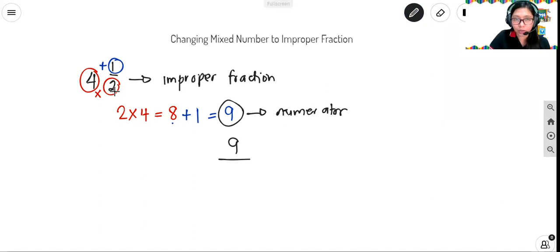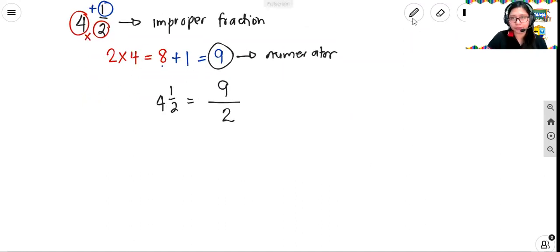The denominator is 2. Whatever the denominator of the fraction in the mixed number, that will still be the same denominator that we will be using. Therefore, 4 and 1/2 is equal to 9 over 2 in improper fraction. Okay, I hope you got that.